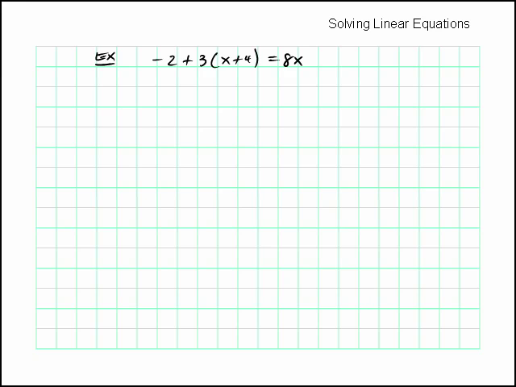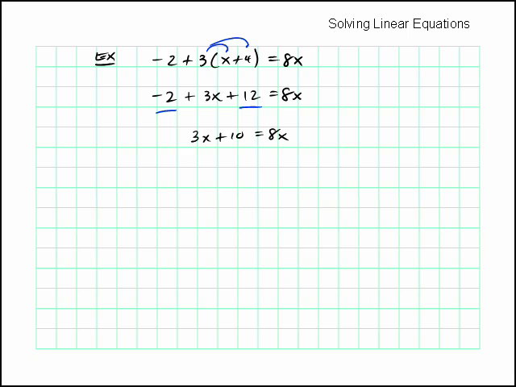Okay. Negative 2 plus 3 times x plus 4 equals 8x. Now, to solve this equation for x, first thing I'm going to have to do is get rid of those parentheses by distributing that 3 in there like that. Negative 2 plus, this will be 3x, and then 3 times 4 is 12, equals 8x. Next step is to combine those numbers there. Negative 2 plus 12 is a 10. So this is now 3x plus 10 equals 8x.